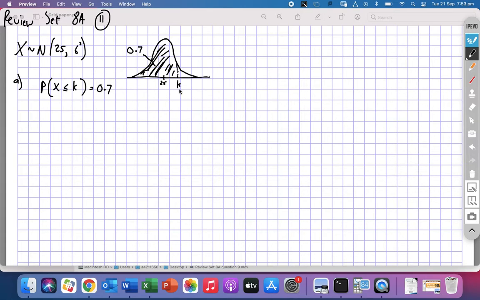We're going to find these values using the calculator. So you need to inverse norm this. You can probably just write your working like this. K equals inverse norm. And let's go to the calculator and figure it out.